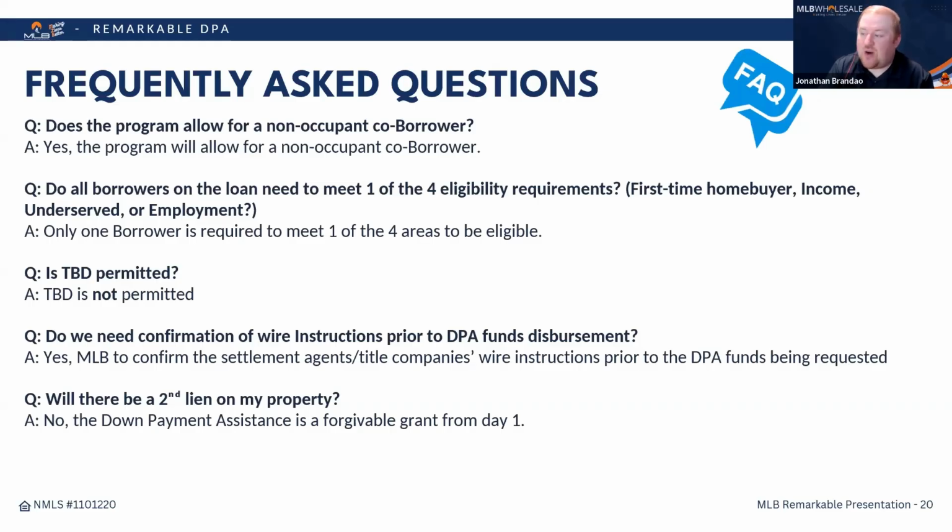Do we need confirmation of wire instructions prior to DPA fund disbursement? The answer is yes, because once we get that clear to close, we want our team to be able to request those funds from the agency that provides the DPA funds so they can get to the title company, the settlement agent, as quickly as possible so we don't have any holdups on scheduling that closing. Will there be any additional liens? No. Like I mentioned, it's a grant forgivable from day one here on the Remarkable DPA.